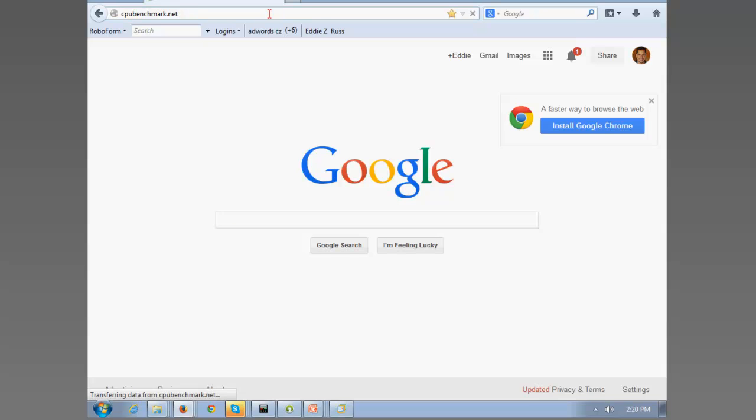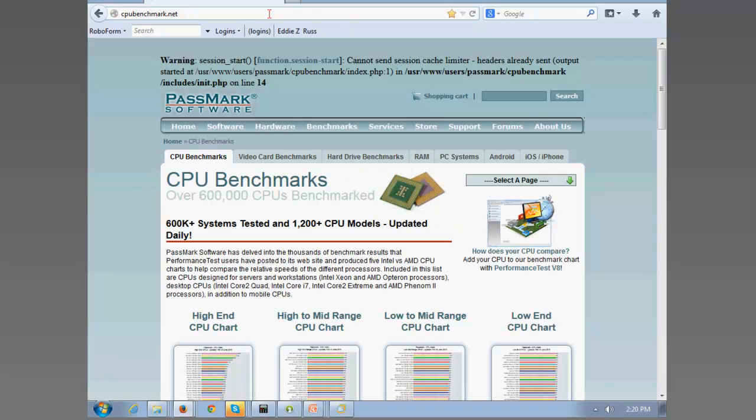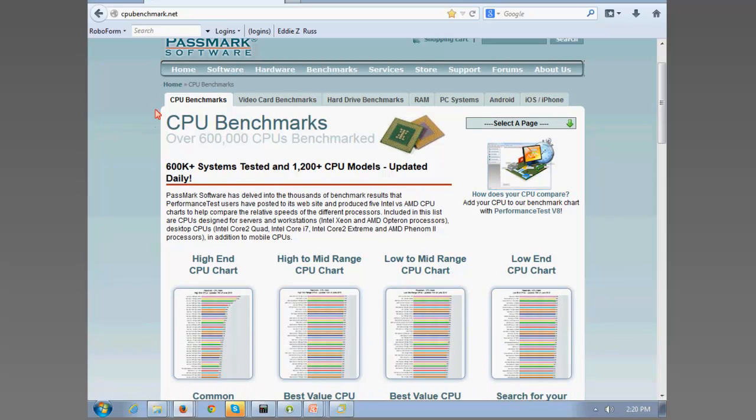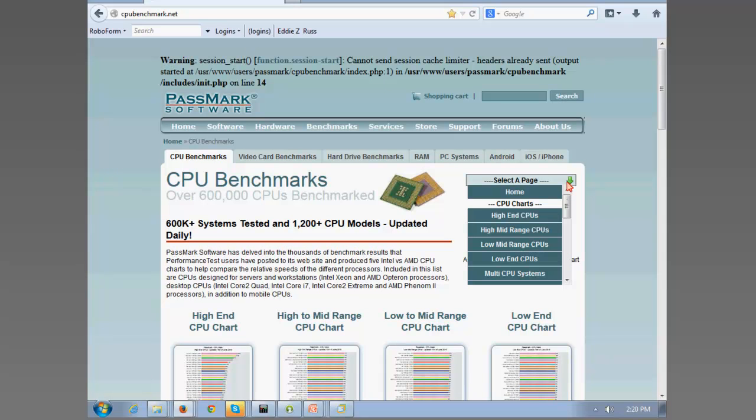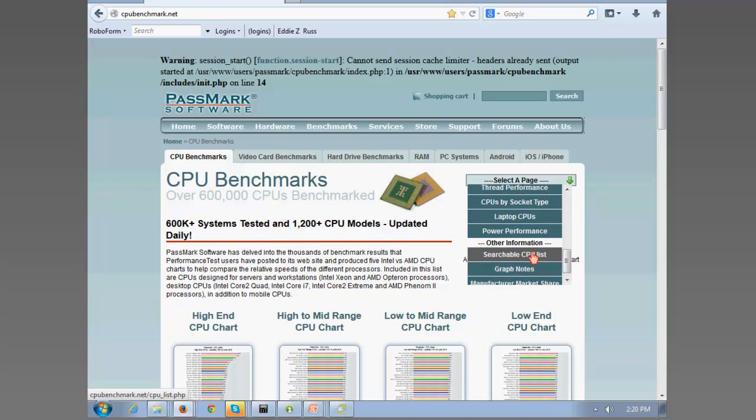www.cpubenchmark.net. And that'll bring up this site. Now, they've been redoing the site, so there's sometimes some weird code. It doesn't matter for our purposes. What we want to do is go to this drop down right here on the right. Once you hover over that arrow, scroll down to Searchable CPU List.